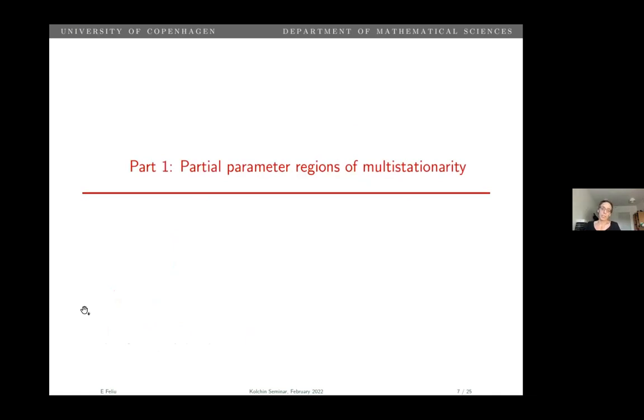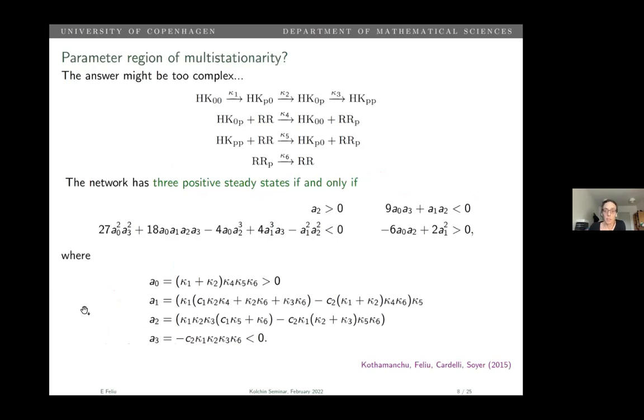And now we enter the first part of the results of this talk, which is on parameter regions of multistationarity. And by that, we mean for what kappa and c do I have multistationarity? That's the question I want to answer, and I want to describe this set in a way that I can use. And sometimes you are lucky that you can do almost high school algebra and find the parameter region.